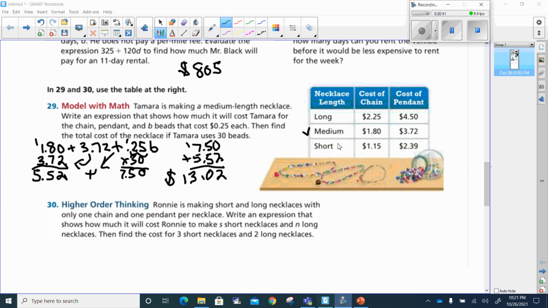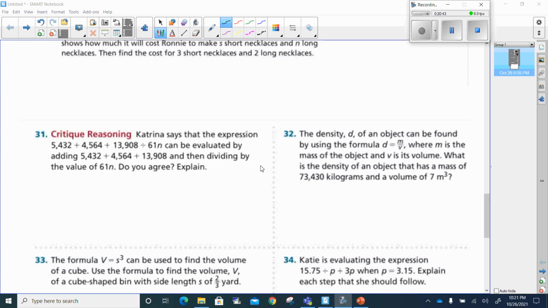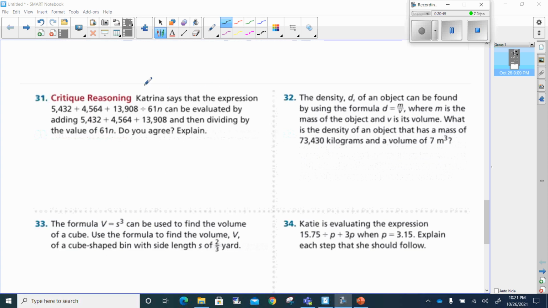All right, let's go on down here to number 31. It says Katrina says that the expression 5,432 plus 4,564 plus 13,908 divided by 61n can be evaluated by adding 5,432 plus 4,564 plus 13,908, and then dividing it by 61n. Do you agree? And I would have to say absolutely no.